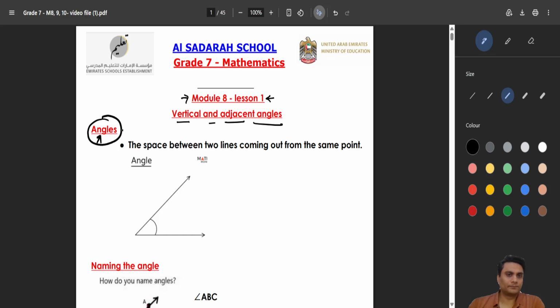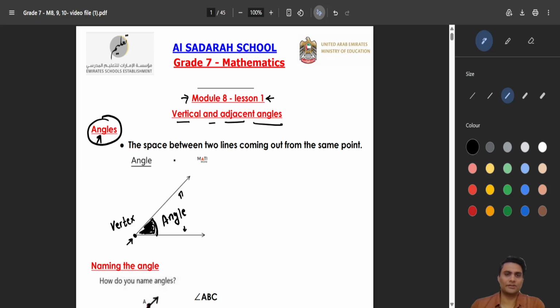What is an angle? You see, there is a point here. We call it vertex. Now, from the vertex, two lines are coming out. Yes, this one and this one. These are the two lines. Correct or no? Now, there is some space between these lines. This one. Some space is there between these two lines. This space is known as angle.